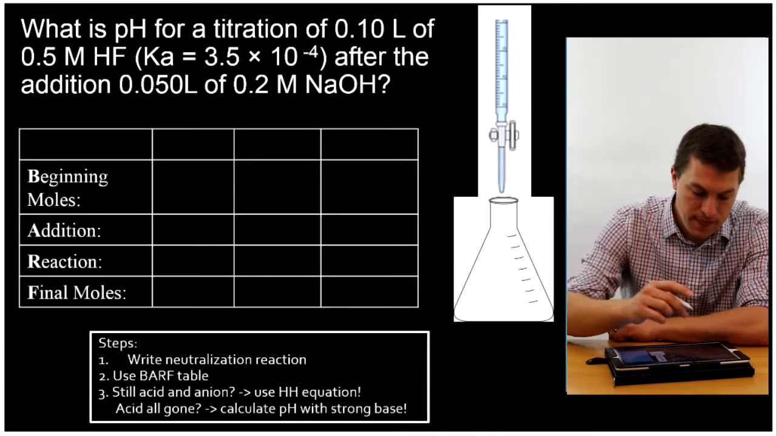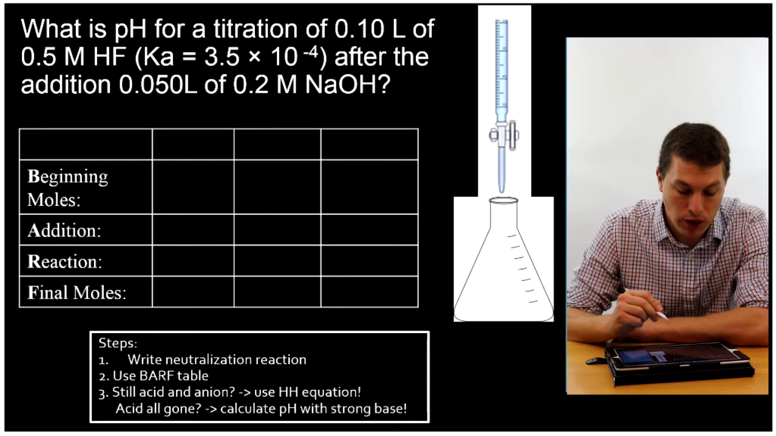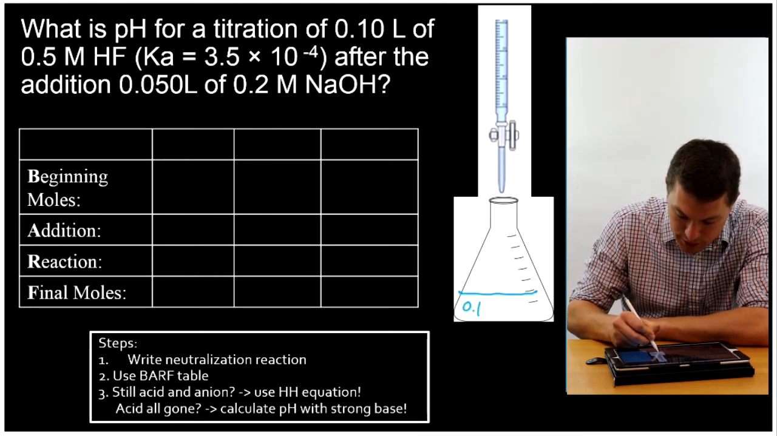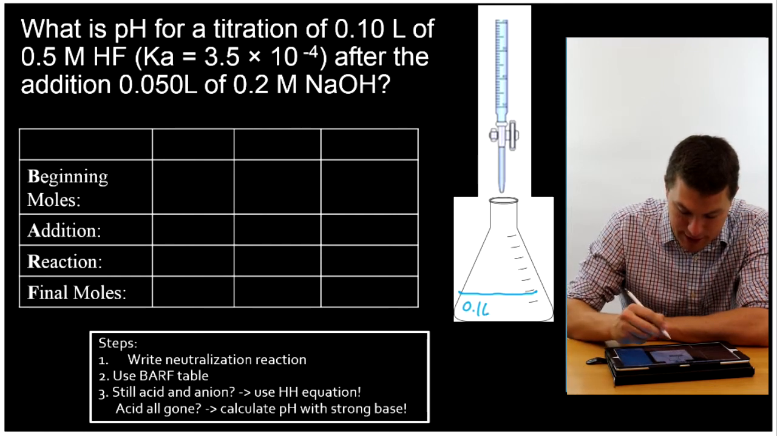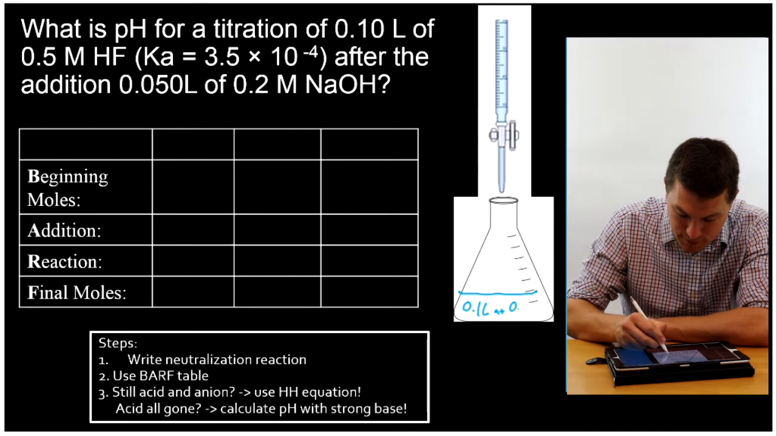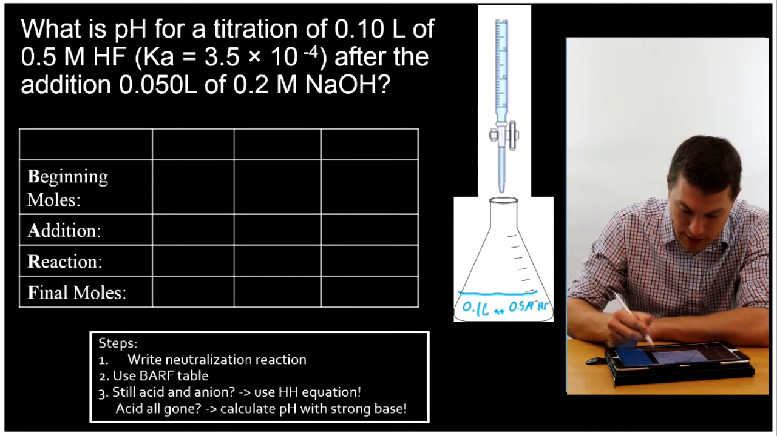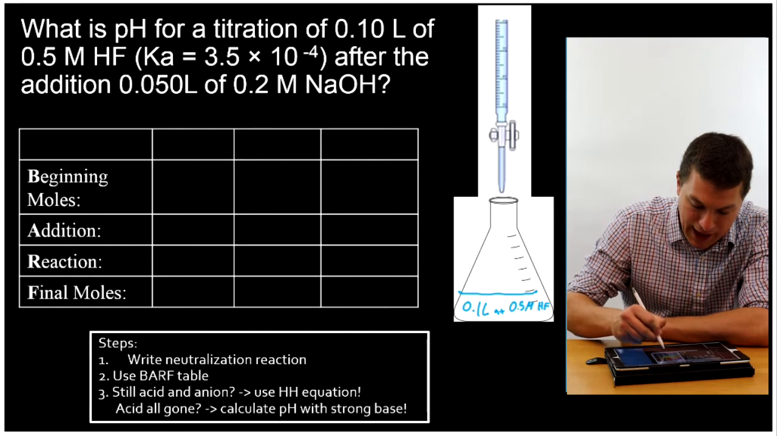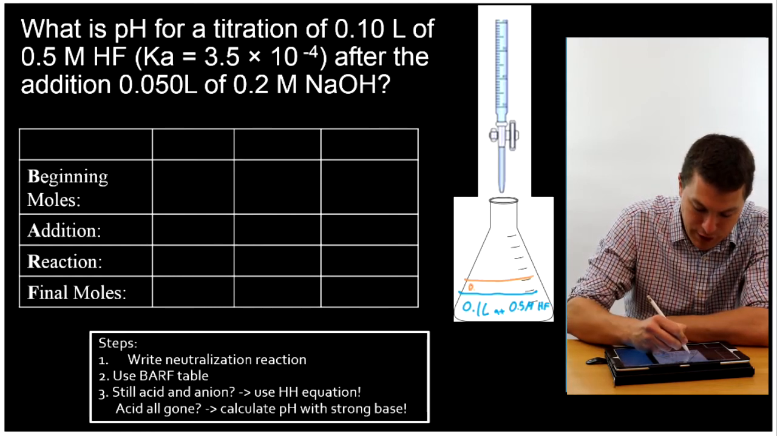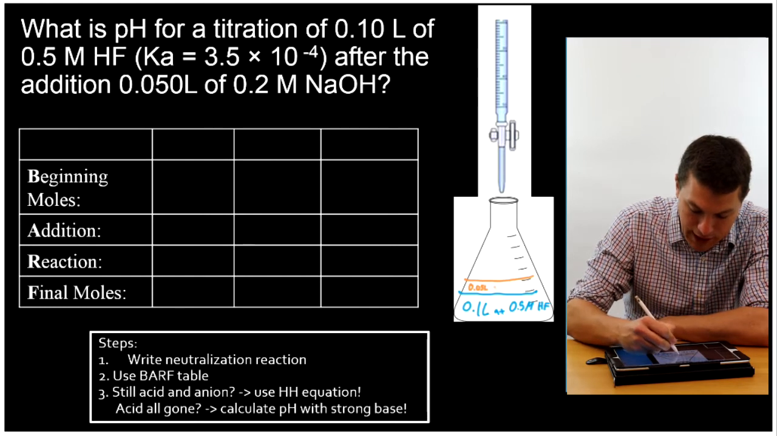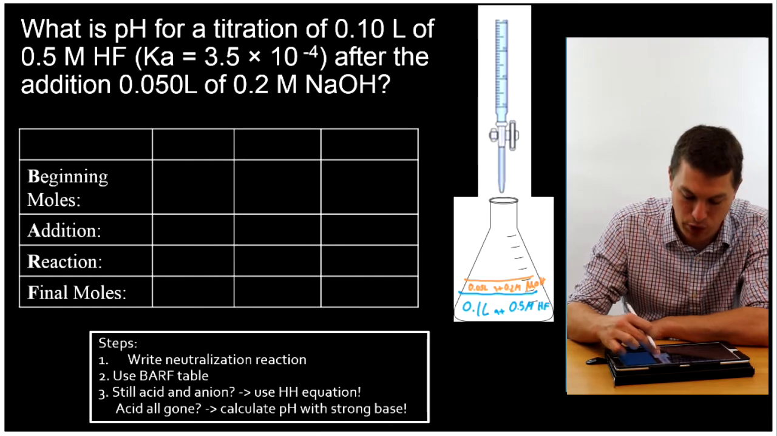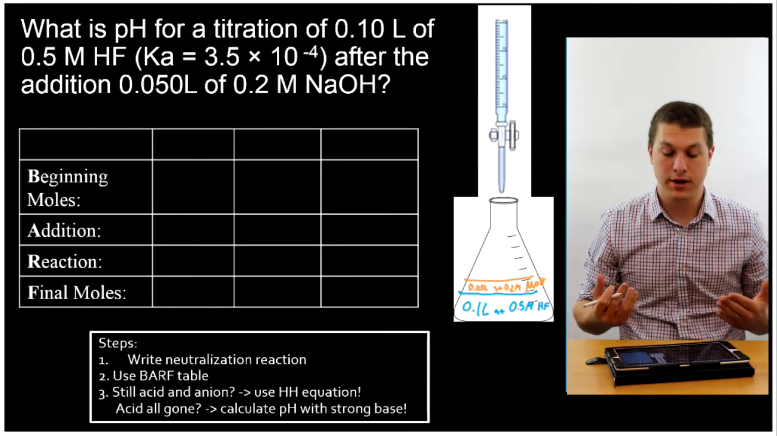All right, here what we have is 0.1 liters of HF. So we'll draw that in our flask, 0.1 liters, and it is at a concentration of 0.5. So that's our HF, and then what we're going to do is add NaOH to it. And from our problem, we can see that we're going to add 0.05 liters at 0.2 molar of our NaOH. So this is the point we're at in the titration, where we've added some sodium hydroxide.